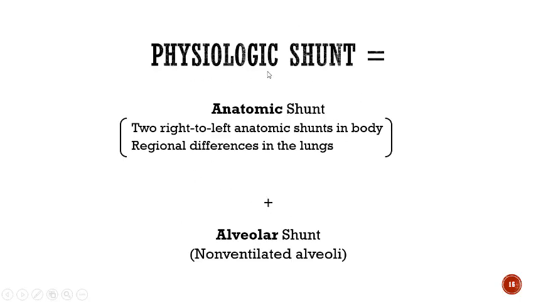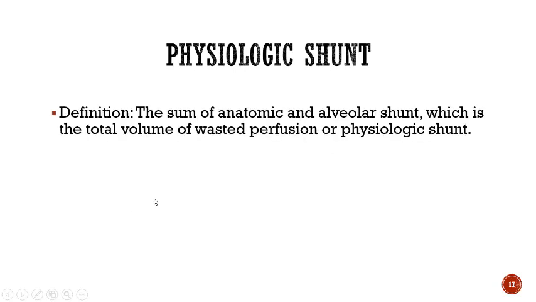Again, I know these are redundant, but it's just a very important concept. So your physiologic shunt is your anatomic shunt in addition to your alveolar shunt, and I have them described again here. And then the definition: the sum of anatomic and alveolar shunt is going to equal your physiologic shunt, and this is the total volume of wasted perfusion, right? And it's wasted perfusion because here you have all this blood flow that's coming, right? And it's got CO2 that it needs to drop off, but it doesn't have any ventilation to drop off CO2 or to pick up oxygen. So it's wasted perfusion. The dead space is wasted ventilation.